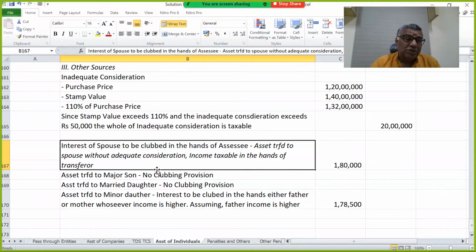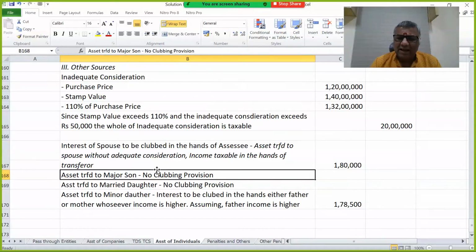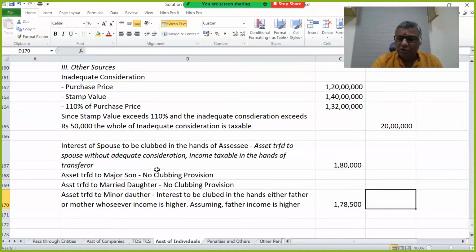Generally as a concept, for any asset transferred to spouse without consideration, the income from that transferred asset will be taxable in the hands of the transferor. Minor child income will be clubbed in the hands of either father or mother, whoever's income is higher. So these two things will also be taxed.